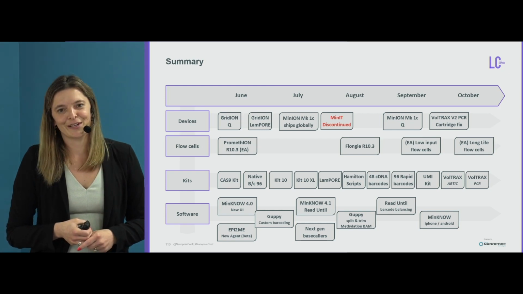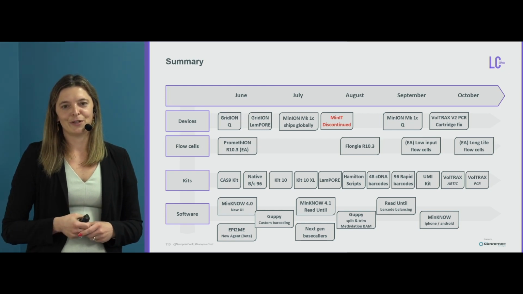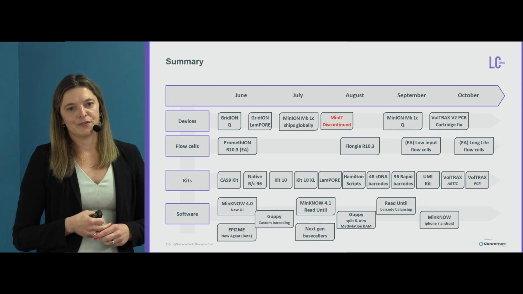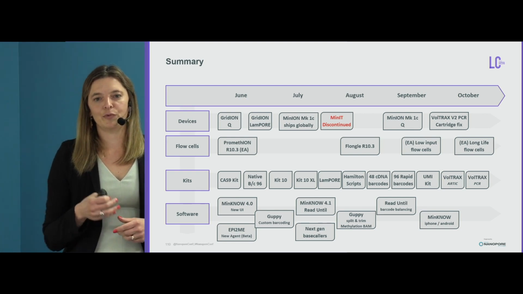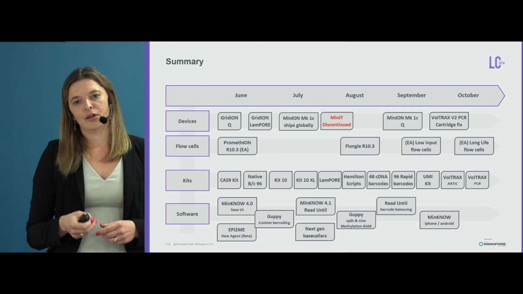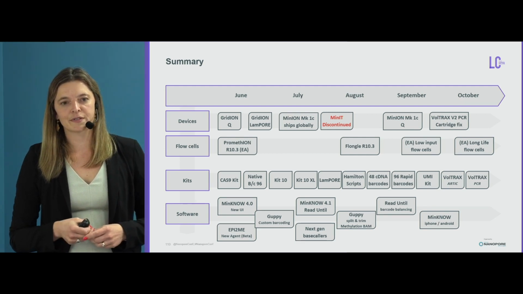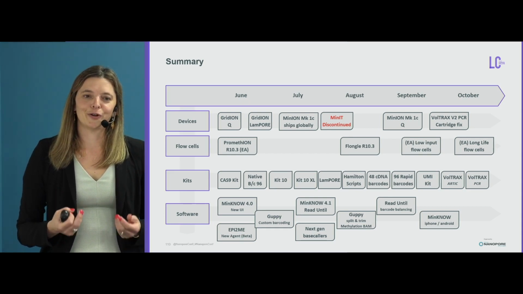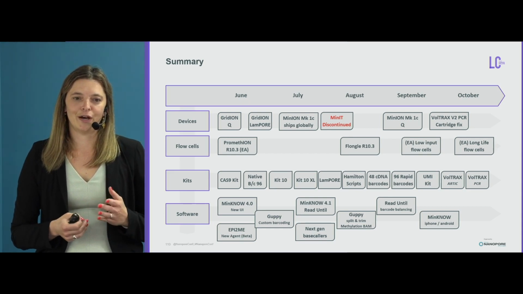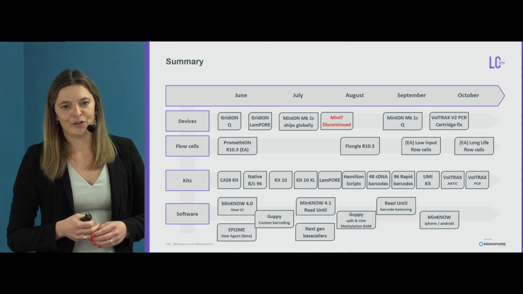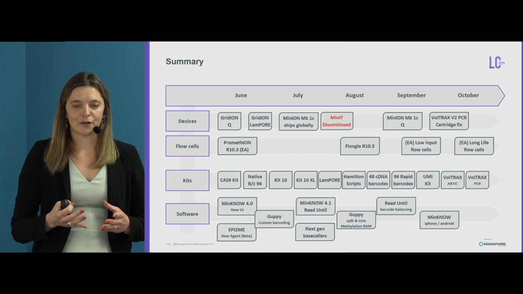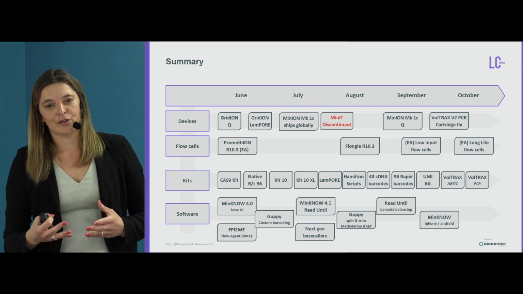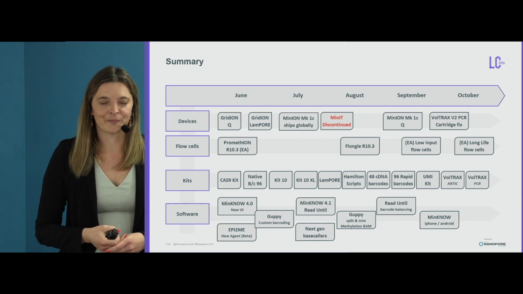We have got a Voltrax V2 cartridge upgrade coming as well later in October. On our flow cells, PromethION R103 is now in early access, and we will be having early access of low input flow cells and long life flow cells later in the year. The kits are too many to mention in one go, and on the software, of course, MinNOW 4 and Epi2ME new agents are going live very imminently, alongside a lot of Guppy updates.